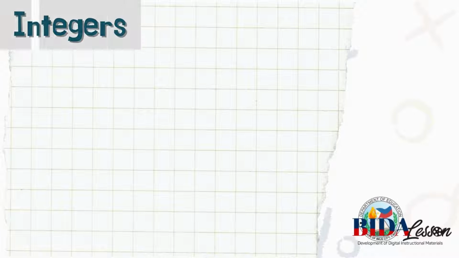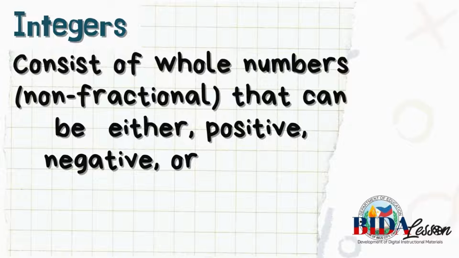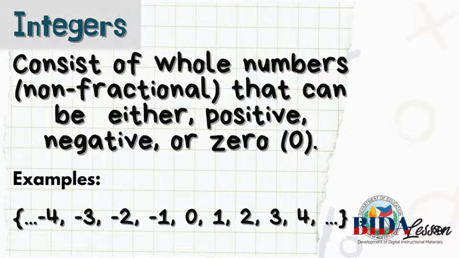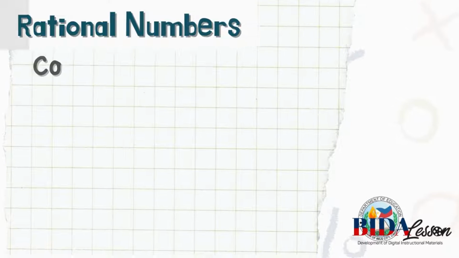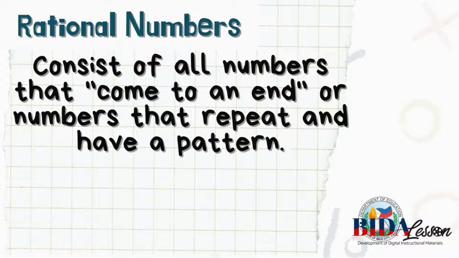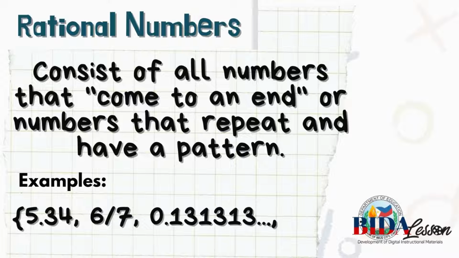The third subset is the integers. This subset includes whole numbers, not fractional numbers, that can be positive, negative, or 0. The subset would look like this. The next subset is the rational numbers. This subset includes all numbers that come to an end or numbers that repeat and have a pattern. Examples of rational numbers are 5.34, 6/7, 0.131313, and so on, and 9.